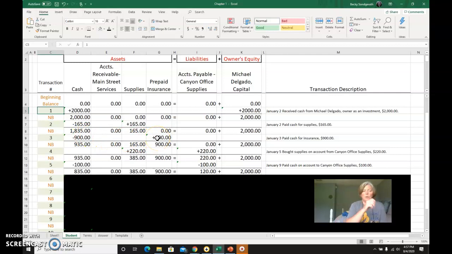You're going to get true, false, multiple choice questions that ask you things like, if an asset goes up, then liabilities or equity have to go up. That's not true, because if an asset goes up, we can have another asset go down and stay in balance. Okay? So what I know to be true is if an asset goes up and something on the right side of the equation is affected, it has to go up. I know that if an asset goes down and something on the right-hand side is affected, it has to go down.